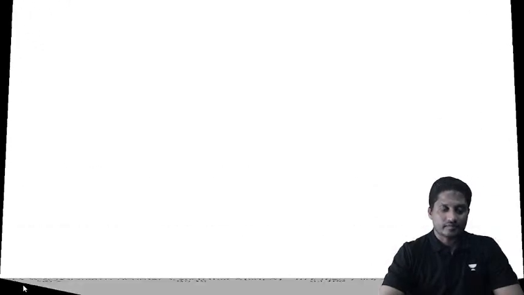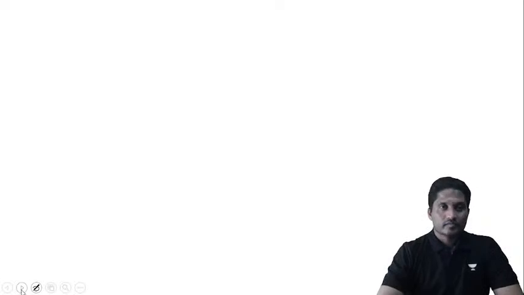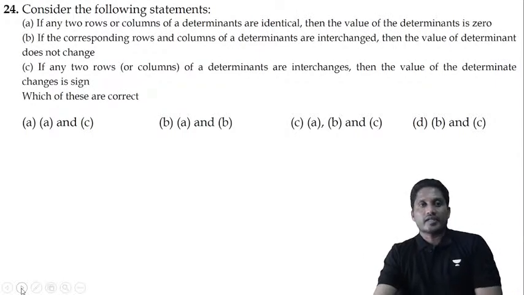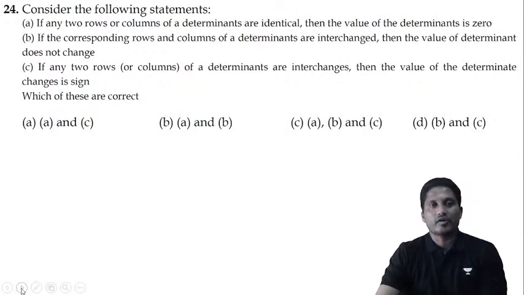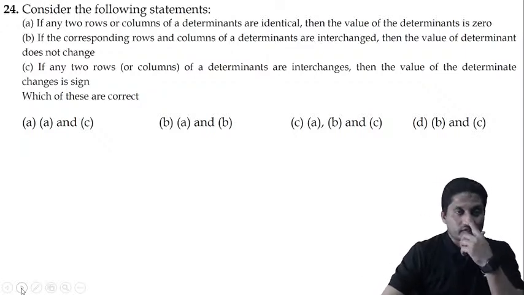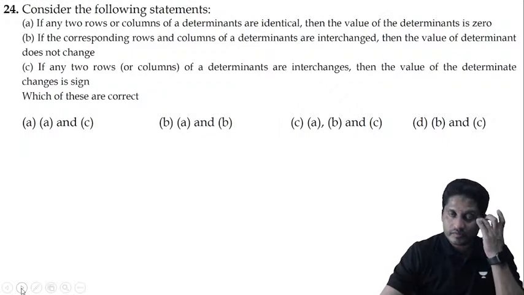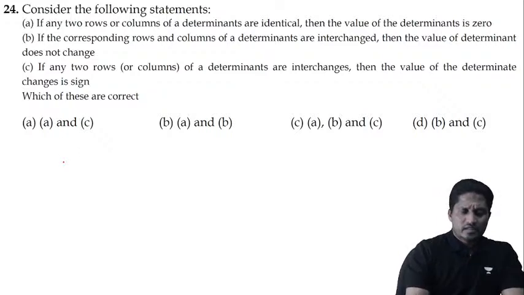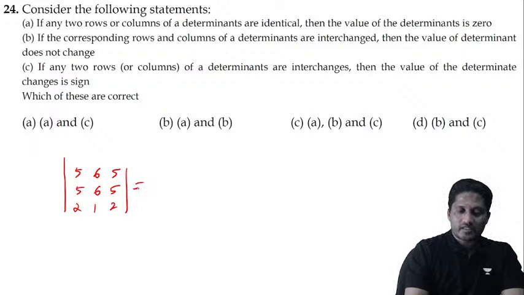Question number 24. Consider the following statements. I should check which of these are correct. If I use properties of determinants, for the first one, option A, if any two rows or columns of a determinant are identical, then the value of the determinant is 0. Obviously, right? Suppose you have a determinant 5, 6, 5, 5, 6, 5, 2, 1, 2, two rows are identical, this is 0.